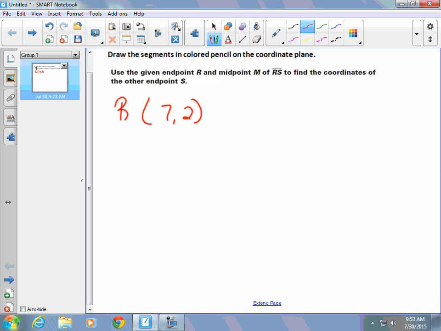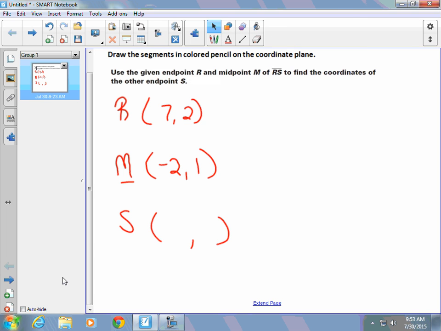And our midpoint is going to be at, let's say, (-2, 1). Let's try to find S, our missing endpoint. Where would we land if this was our midpoint? Well, let's take a look at the movement.